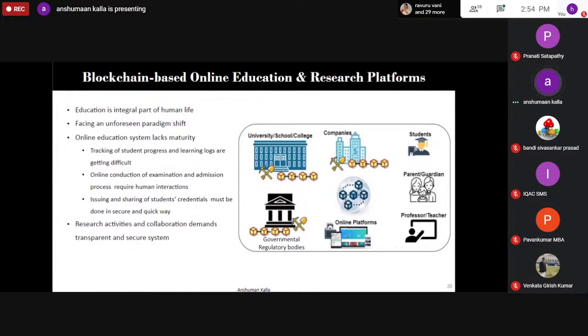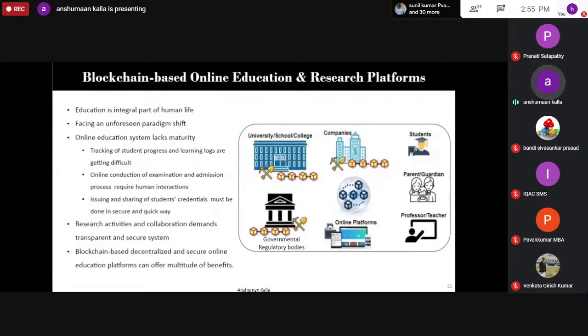So all these kinds of online education, publishing and reviewing, collaborative research work, admissions, and conducting online examinations all require transparency, security, and privacy, right? Doing this with a traditional centralized system will pose a lot of questions, right? Here I think a blockchain-based online education system can potentially resolve all these issues, right?